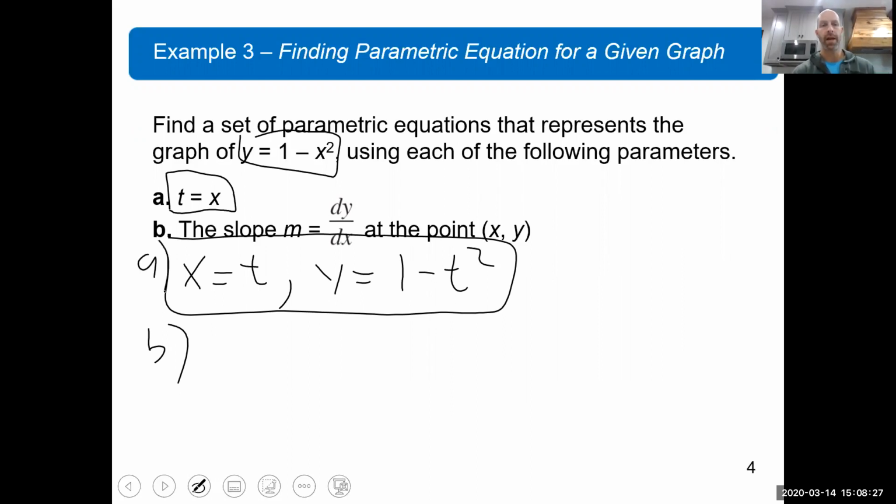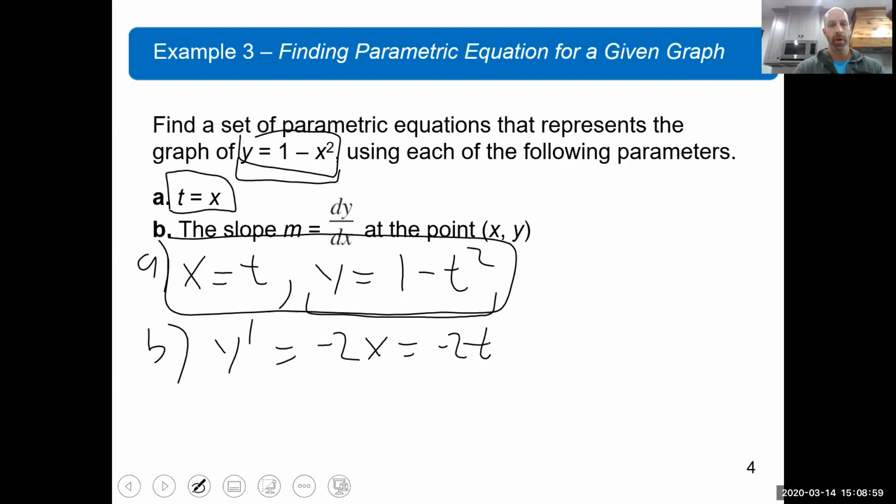For part B, they're asking us to write a parametric equation for the slope, which is defined as the derivative at some point x, y. So let's look at this, and we're using the equation from the previous one. If we look at the rectangular form, or I'm sorry, the y component, we can go ahead and find the derivative, or you can actually go back up here, in this case, because x is equal to t. So what is y prime? Well, y prime is negative 2x, or you could even say it's negative 2t, however you want to do it.